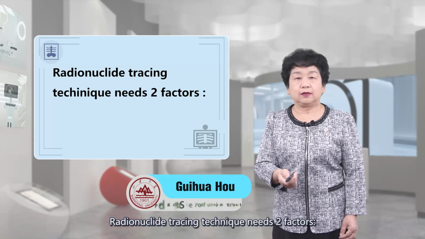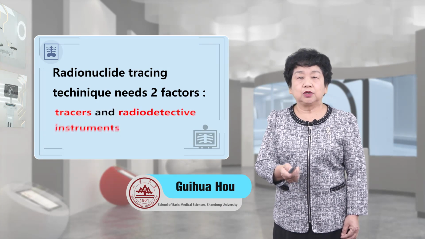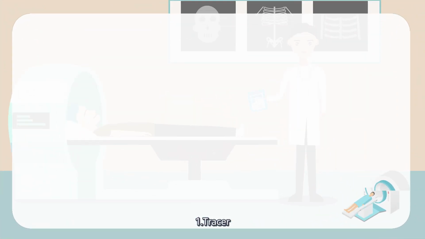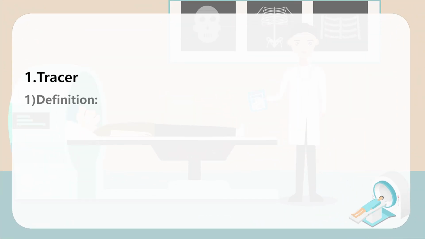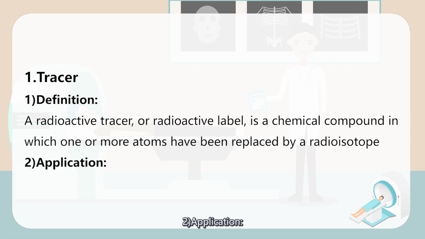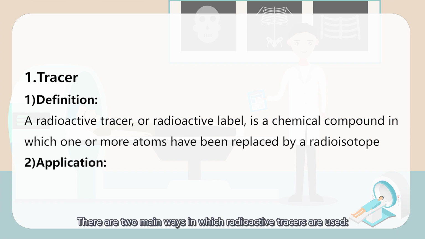Radionuclide tracing technique needs two factors: tracers and radiodetective instrument. First, tracers. We also should know the definition. What is tracer? Tracer, a radioactive tracer or radioactive label, is a chemical compound in which one or more atoms have been replaced by a radioisotope. What's the application? There are two main ways in which radioactive tracers are used.